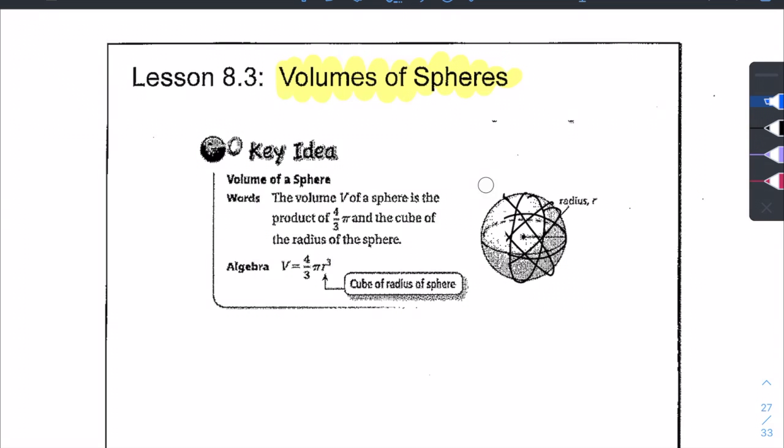The only important measurement that we will know on a sphere is the radius. Now, sometimes they will give you the circumference around, or the circumference of the cross section, but most of the time they're just going to give you the radius.